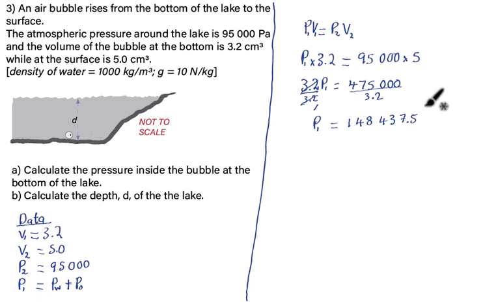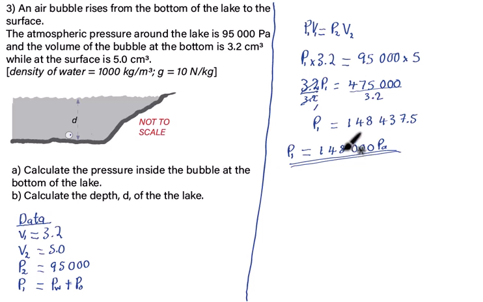148,437.5 is P1. So the pressure is about 148,000 to 3 significant figures. This is P1, the pressure inside the bubble at the bottom of the lake.